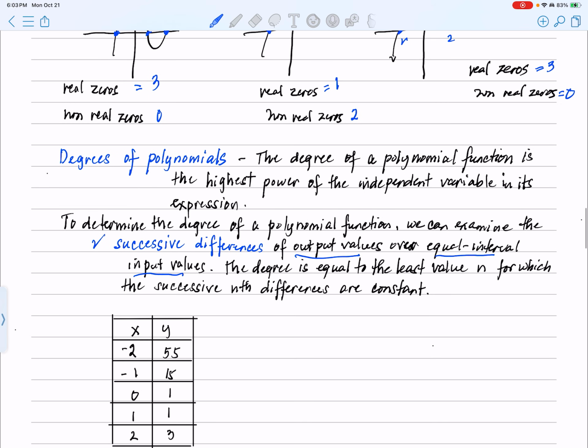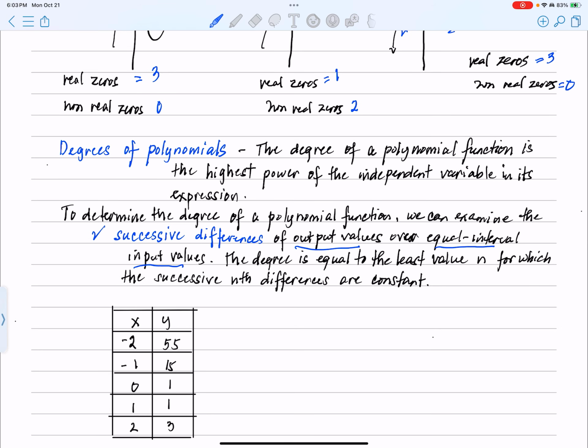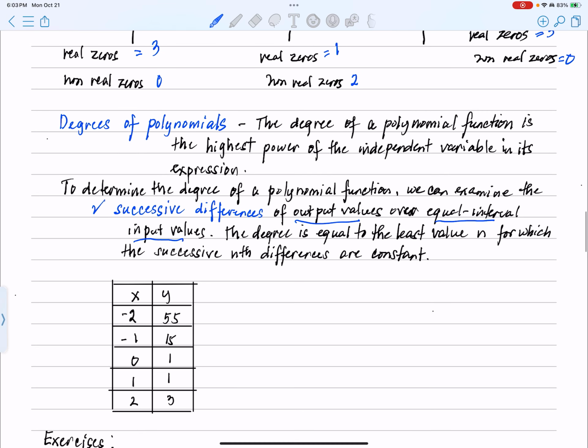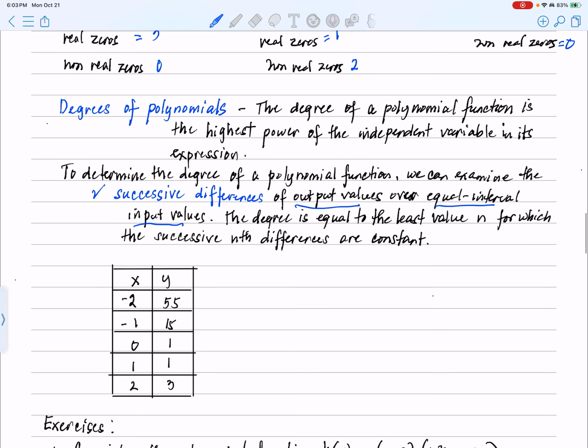The degree of a polynomial function is the highest power of the independent variable in its expression. To determine the degree of a polynomial when you are given a table, with no graph, all you do is get the successive differences of the output values over the equal interval input values.